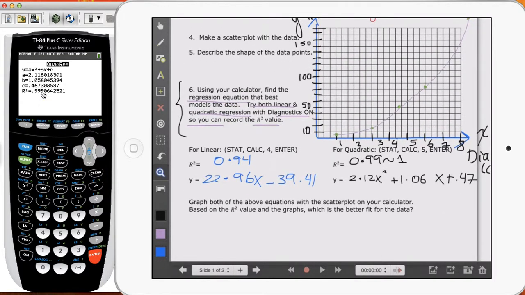Okay, which one is nearer to 1? Is this R squared closer to 1, or is this R squared closer to 1? Okay, this R squared is closer to 1. Then the best representation for this data is quadratic. So that's why R squared is important. It tells me which one is a better fit for my data. So based on the R squared value, which is a better fit? The quadratic. Okay, because the R squared is closer to 1.